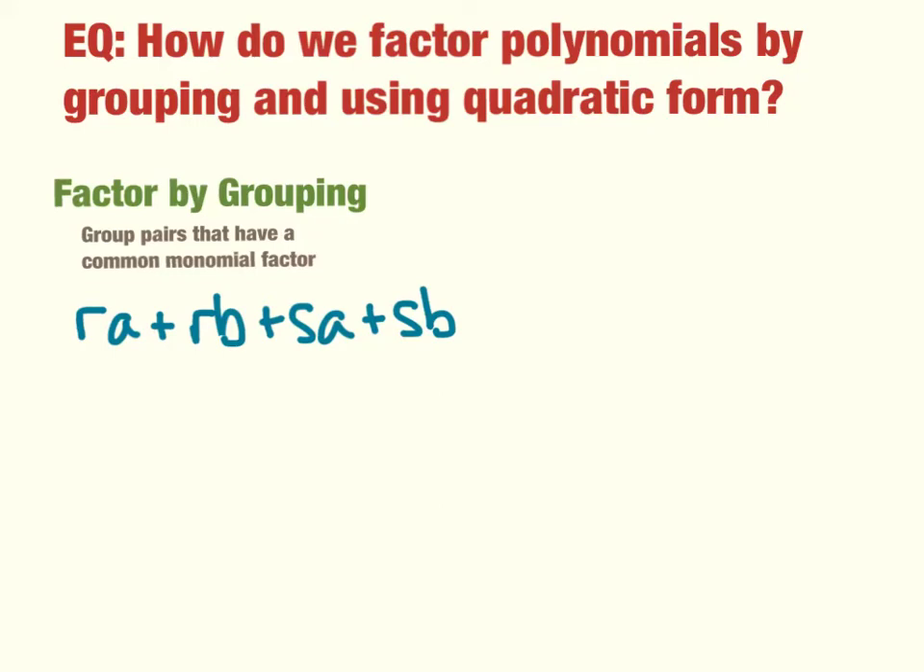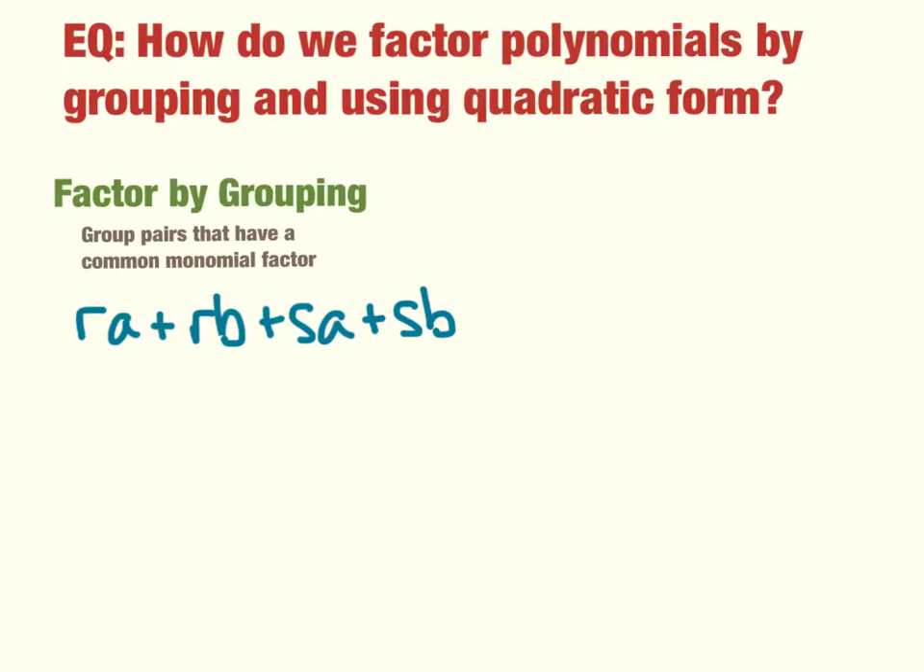Alright, so we're going to look at a couple more ways to factor polynomials today. We're going to look at factoring by grouping, and we're also going to do factoring using quadratic form. So first, factoring by grouping. This is whenever we group pairs that have a common monomial factor. Okay, so group pairs that have a common monomial.